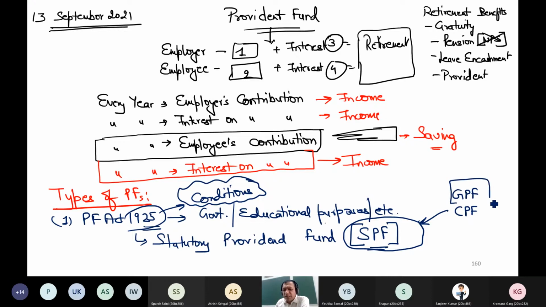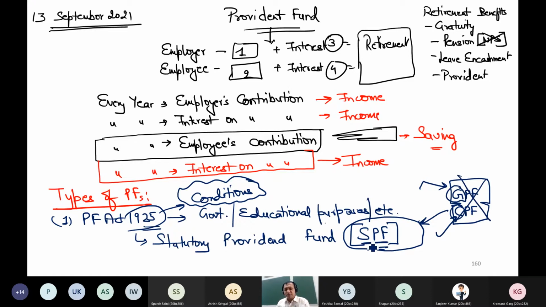I have told you that there are so many types of provident funds. For your level, you are not going into the details of different provident funds, but for basic understanding, you must know that we have a Provident Fund Act 1925, and most of the government sector employees are covered under this. Within this act, there are many provident funds. I am telling you the example of only 2 types: Government Provident Fund and Contributory Provident Fund, GPF and CPF. You ignore these; this is only for knowledge.